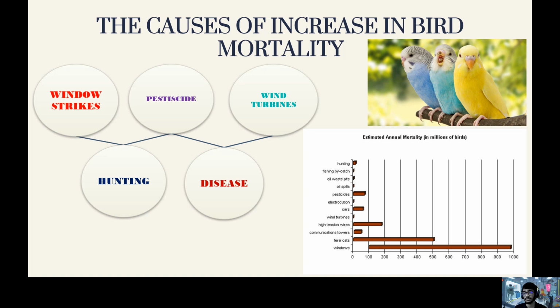West Nile virus. The West Nile virus is a virus just like COVID-19, but it's for birds. So yes, the West Nile virus for birds is also known as a very deadly virus some years ago.